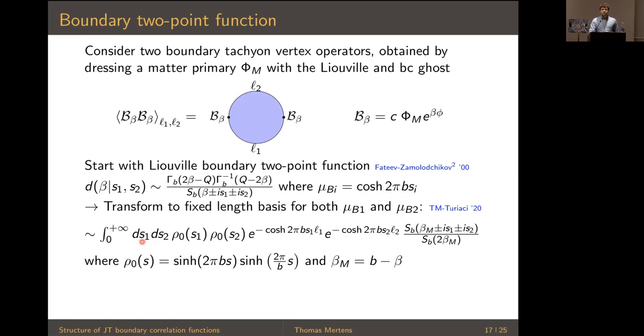It's an integral over S1 and S2. There are 2 densities that I call ρ0 here, which are both sinh times sinh. There's an e to the minus L1 cos 2 pi b S1, and the same thing for L2. These are the Hamiltonian propagation factors. And then there's this ratio of SB functions, 4 of them in the numerator, 1 in the denominator. So this expression has a very similar structure to the one from JT gravity.